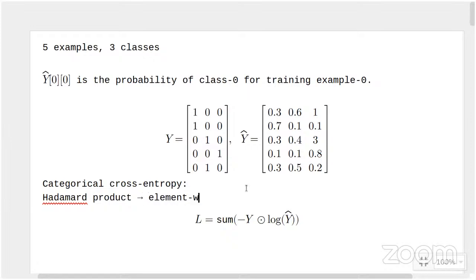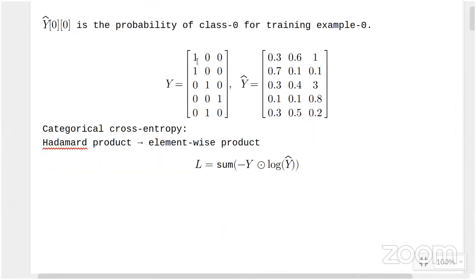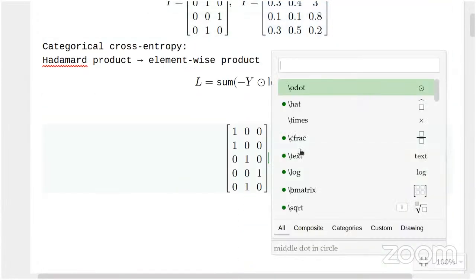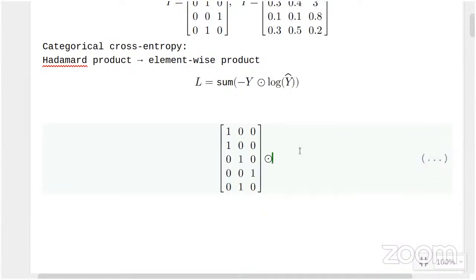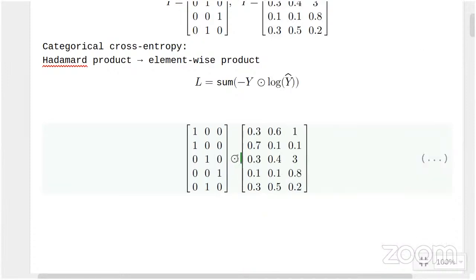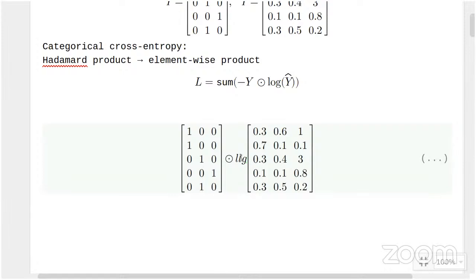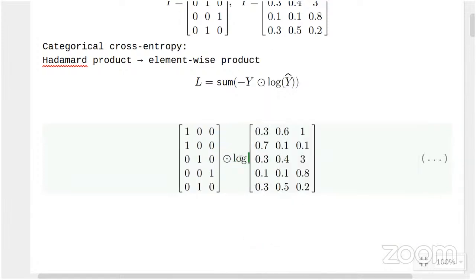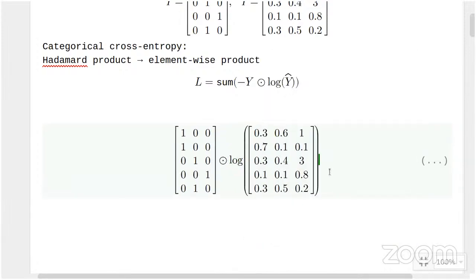element wise product, right? So what would this mean? This would mean the following. So you take this and then you also take this, right? Of course you have to compute the log of this, which I'm not going to do.